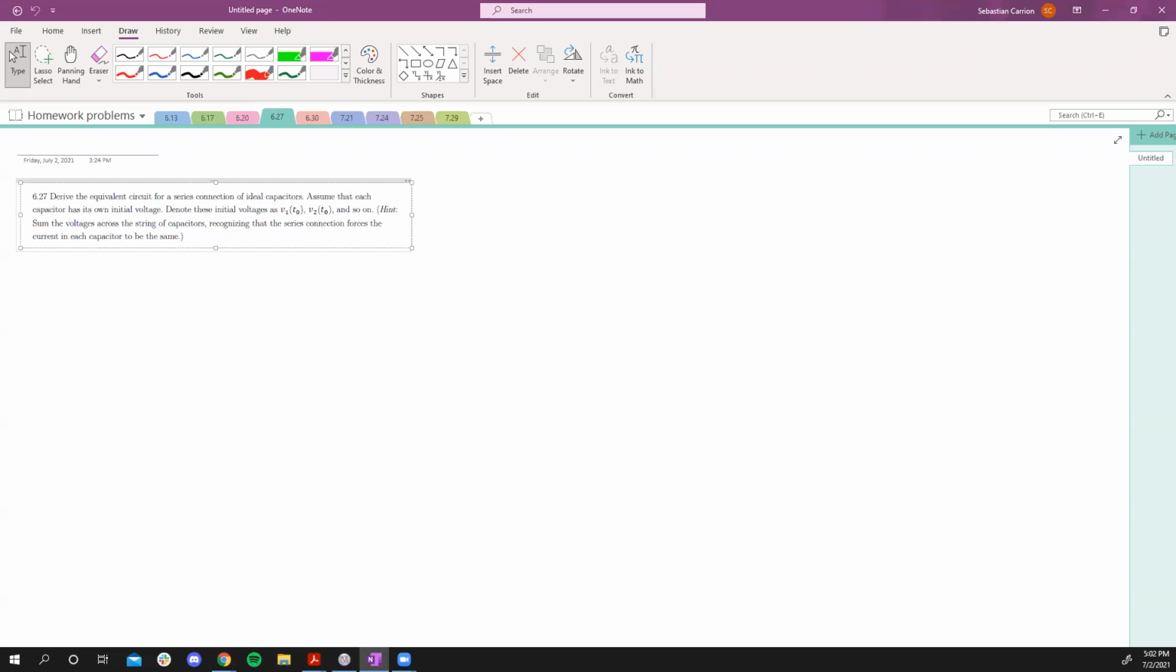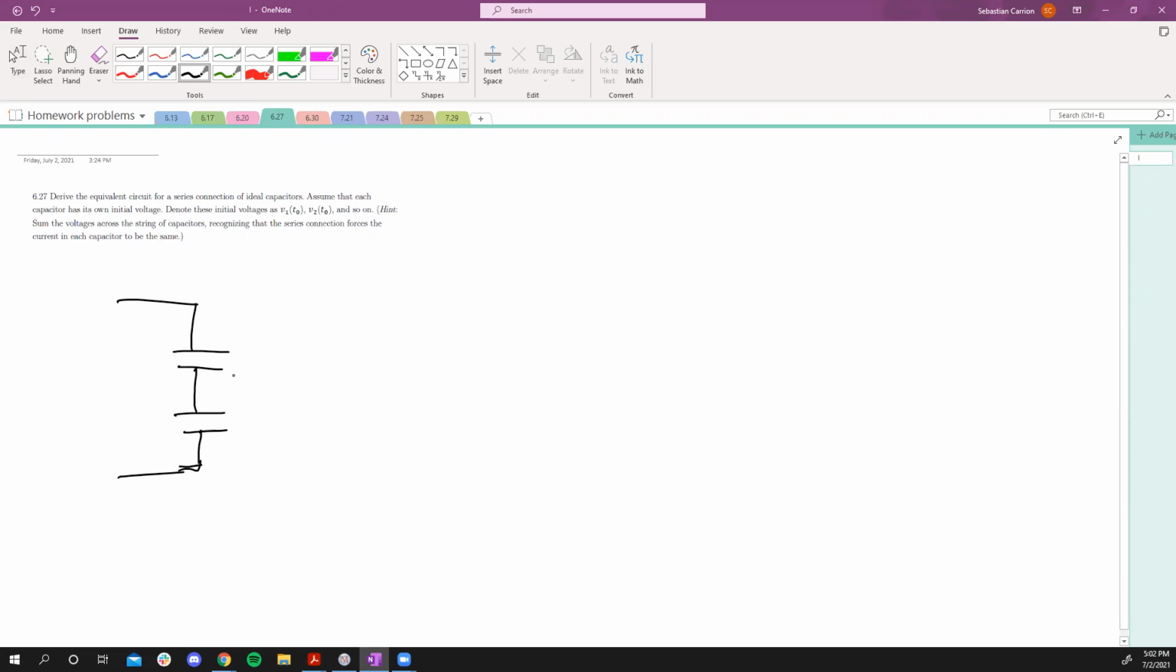Okay, so problem 6.27, it says derive the equivalent for a series connection of ideal capacitors. So draw these capacitors in series. We know that capacitors in series, our equation for capacitors in series looks like this.